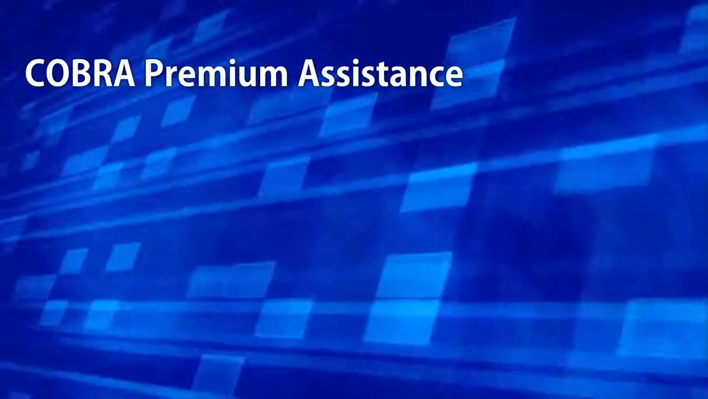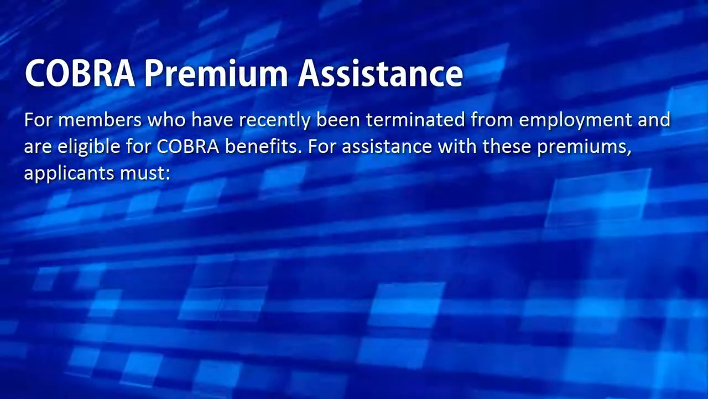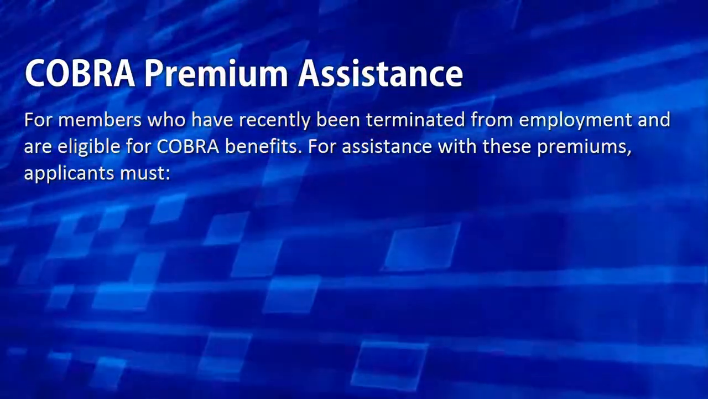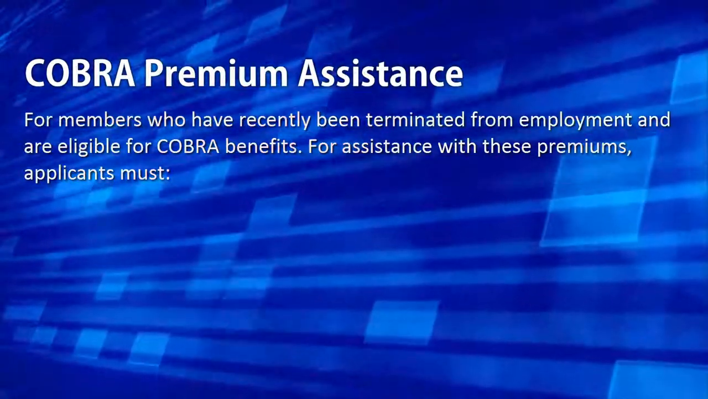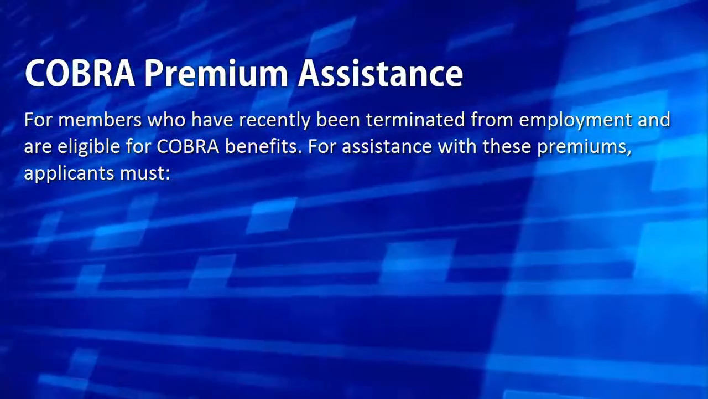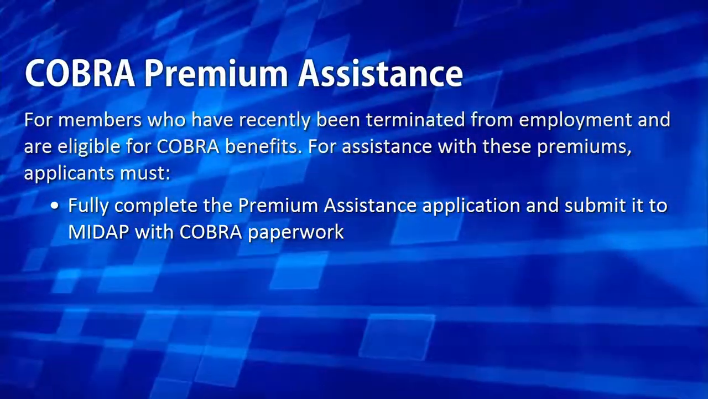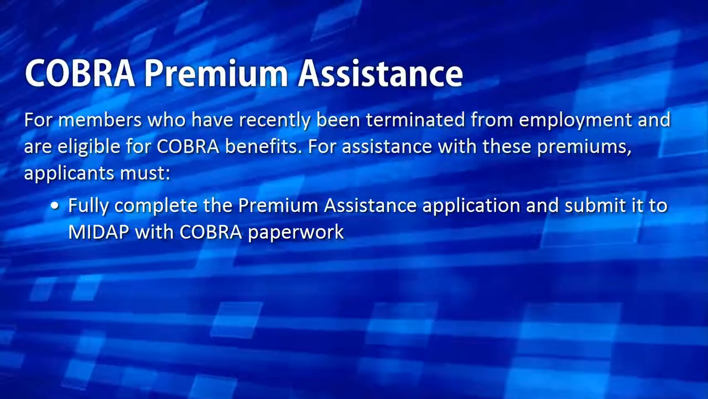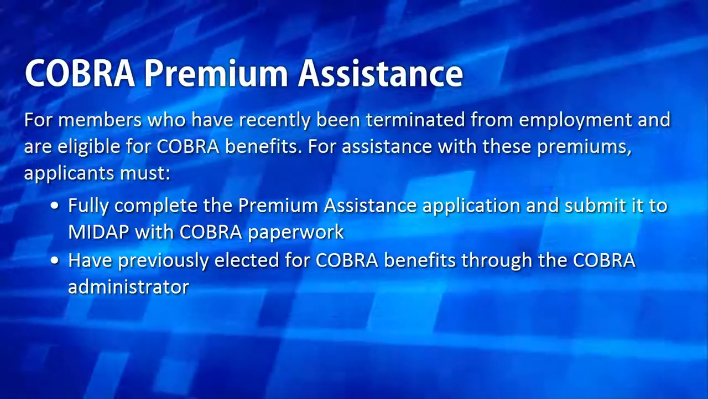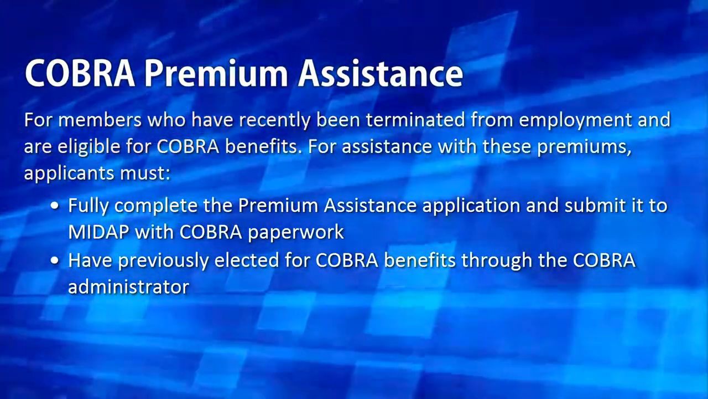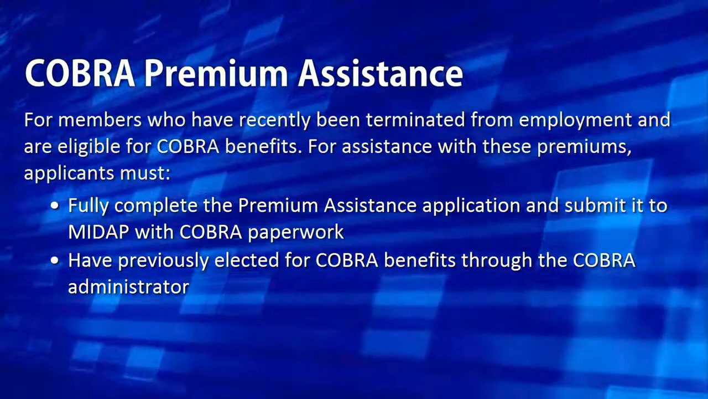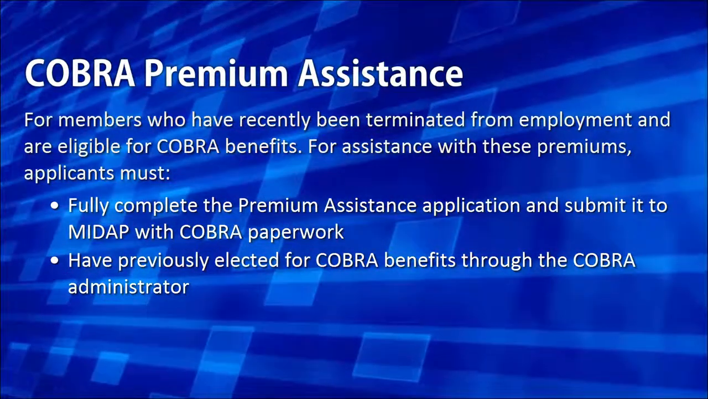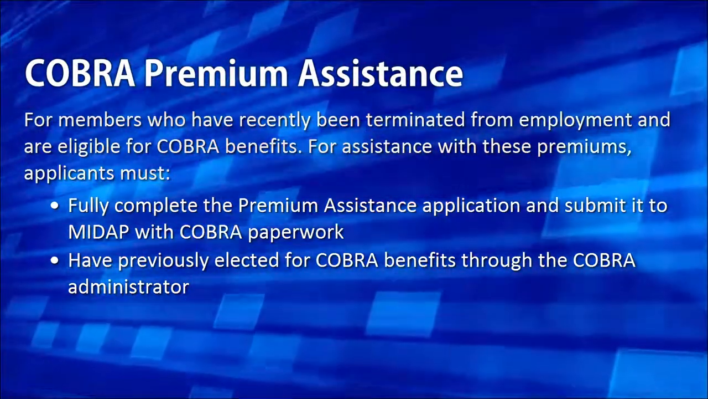COBRA Premium Assistance. This type of assistance is for members who have recently been terminated from employment and are eligible for COBRA benefits. For assistance with these premiums, applicants must fully complete the Premium Assistance application and submit it with their COBRA election paperwork, having already elected for COBRA benefits through the COBRA administrator. Please note, the Premium Assistance Program will assist with medical and dental benefits only. Please select the appropriate coverage types when electing your COBRA benefit.